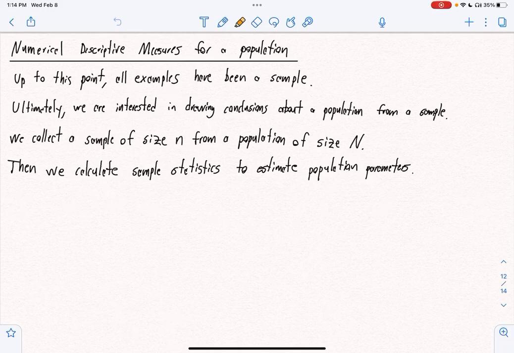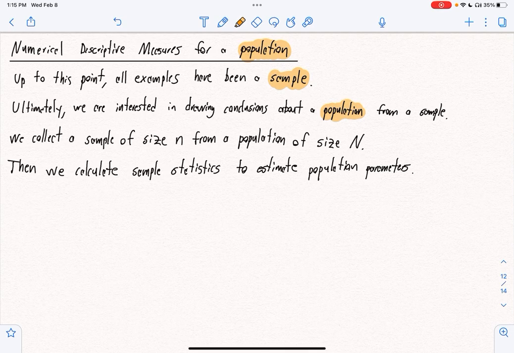Okay, this video is about numerical descriptive measures for a population. Population is the key word here. Up to this point, all of our examples have just been about samples. But ultimately, when we're doing research, what we're actually interested in is drawing conclusions about a population from that sample.